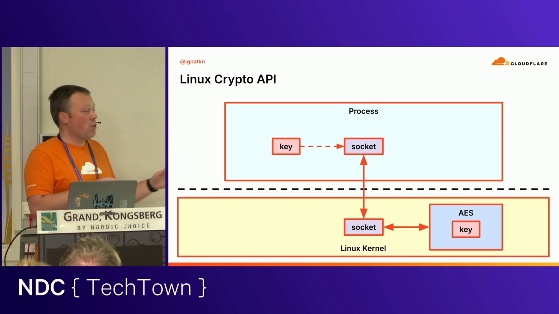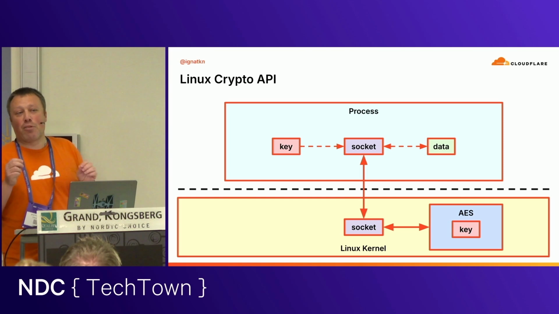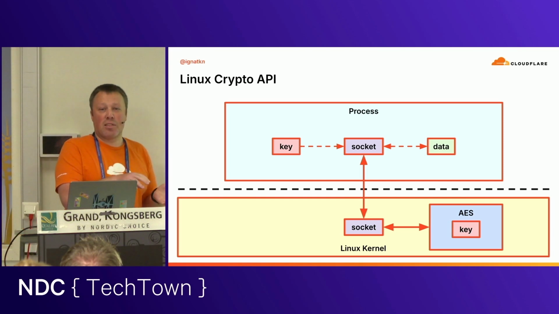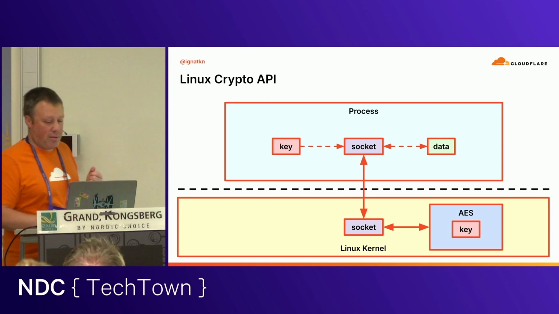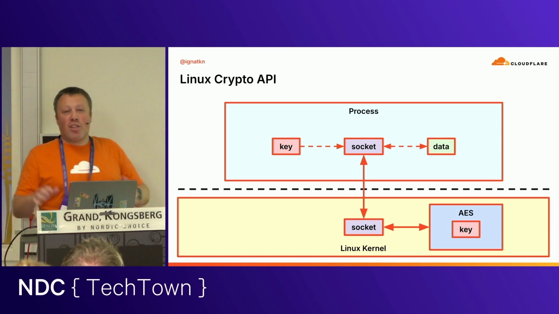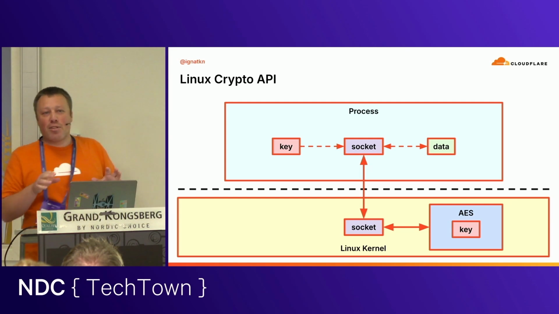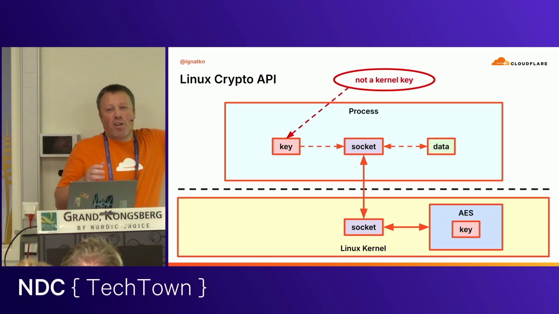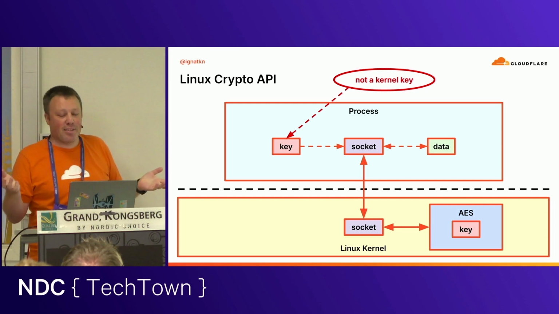And then when you want to encrypt or decrypt some data, similar to a network communication, you send some data to the socket, like plain text data, and you can read the encrypted data back. The problem with all this, as I mentioned, is it's not part of the Linux crypto key store subsystem. So this key is not a kernel key store key. It's just a buffer with plain text bytes.